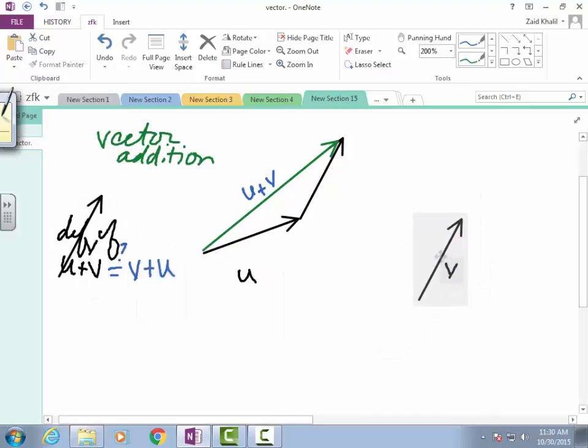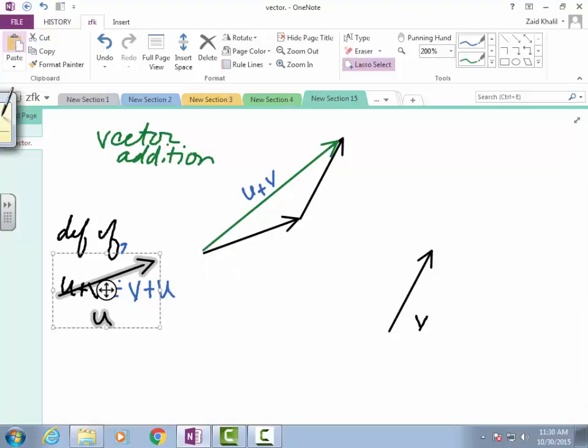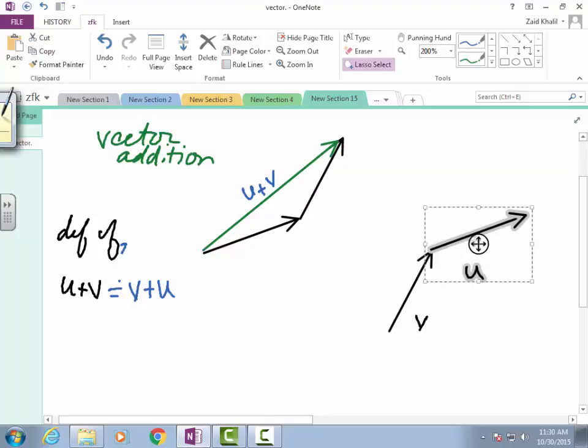Here is v, right? And I'm going to take u and do what to it? What am I going to do with u? I'm going to translate it to what? To the head of v. Right? So then what would v plus u be? So this is v, this is u. It would extend from the tail of v to the head of u.